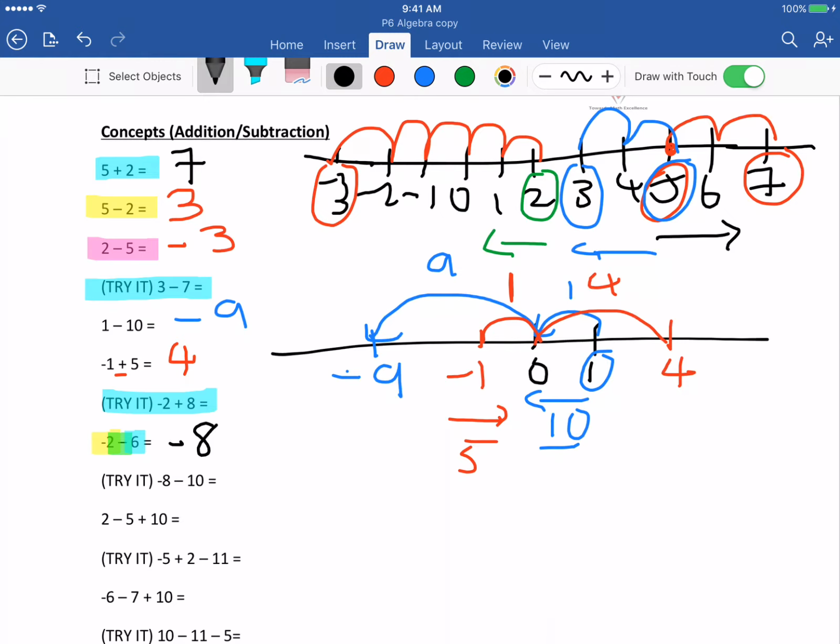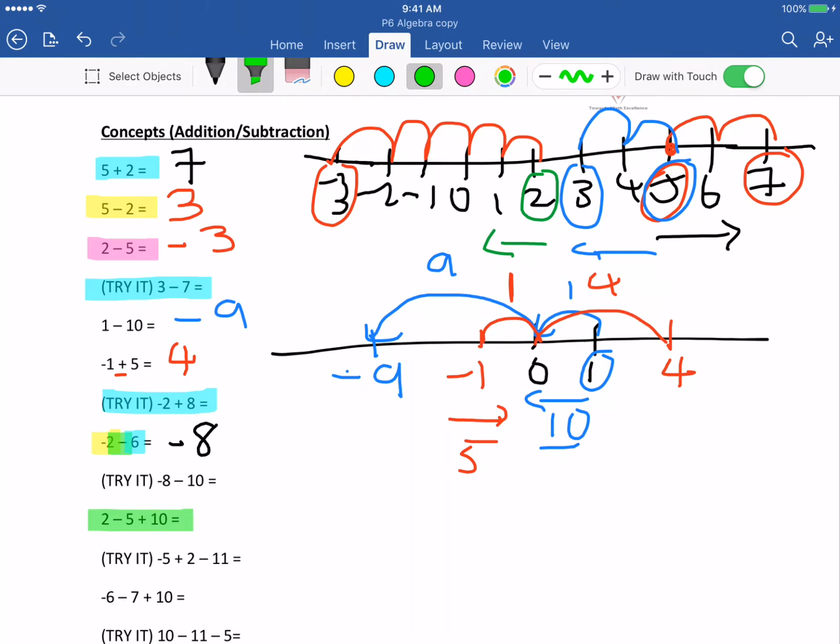Okay. So to try it, what you can do is pause the video, go and try it and draw. Imagine the number line in your mind. Or else, okay, you can draw it out. But the best is you can imagine the number line in your mind and do the jumping method. Next one. We do the next one.